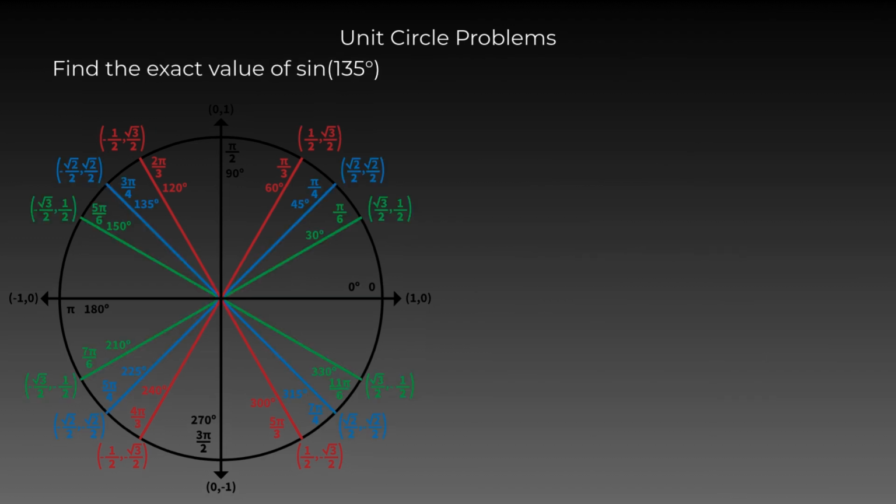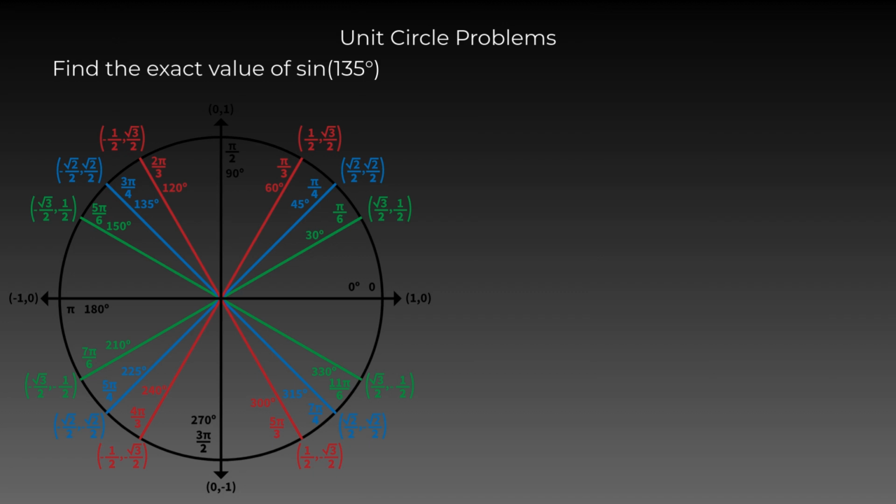Example 4. Find the exact value of sine of 135 degrees. Solution. 135 degrees is in the second quadrant, where sine is positive. To find the exact value, we first determine the reference angle. The reference angle is the smallest positive angle between the given angle and the x-axis. It is always positive and less than 90 degrees.